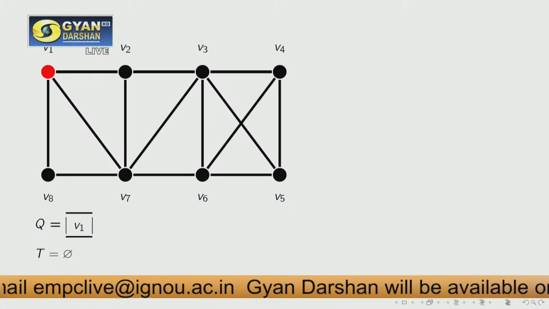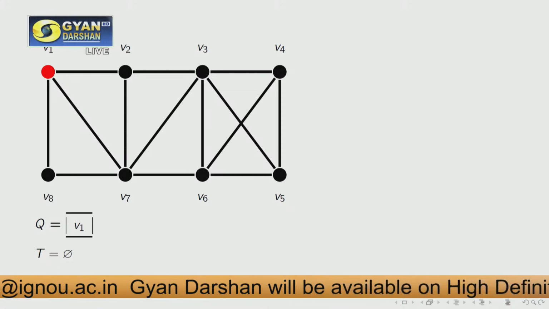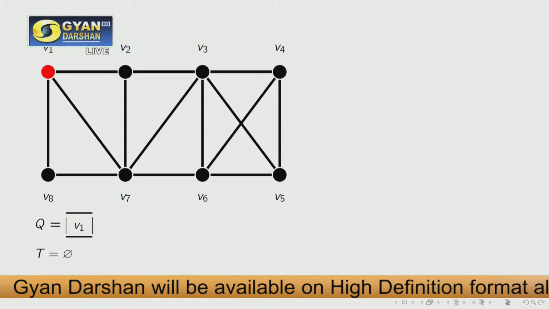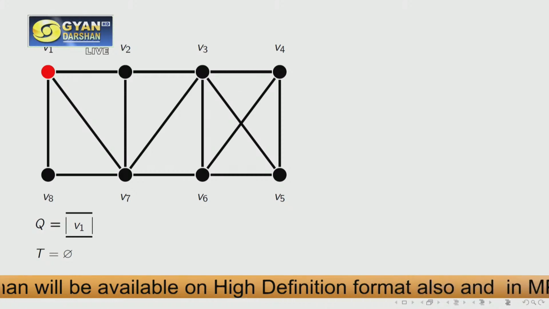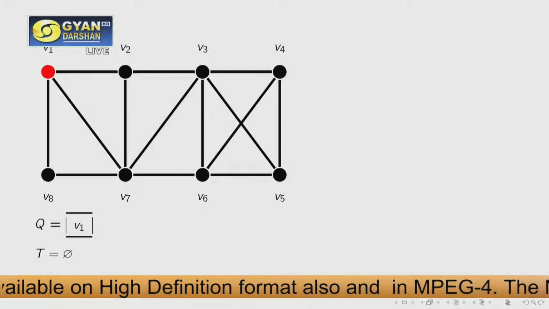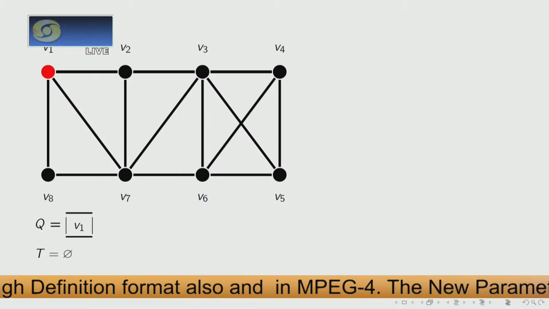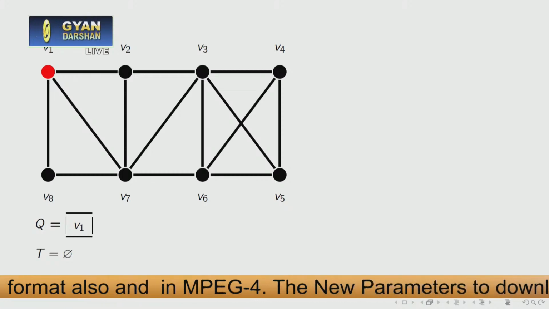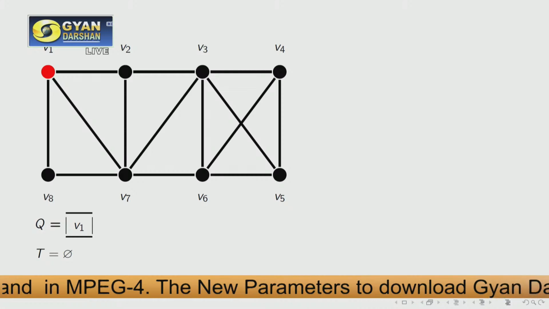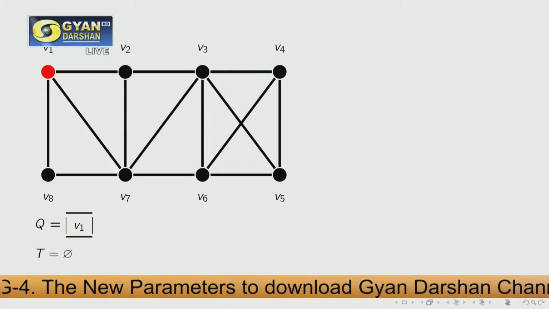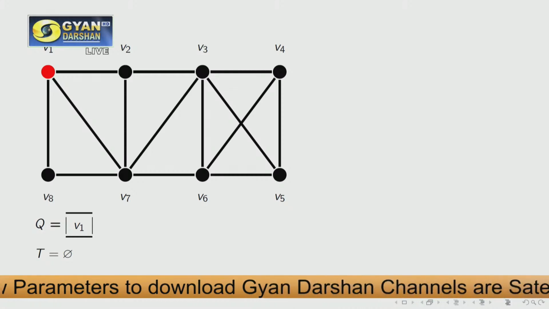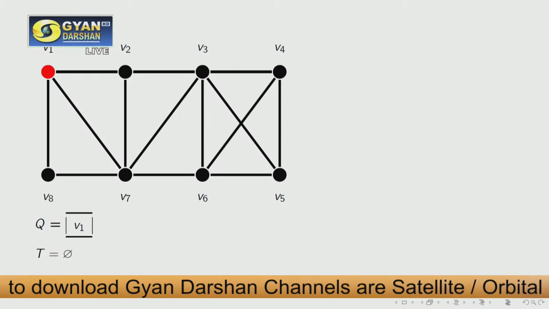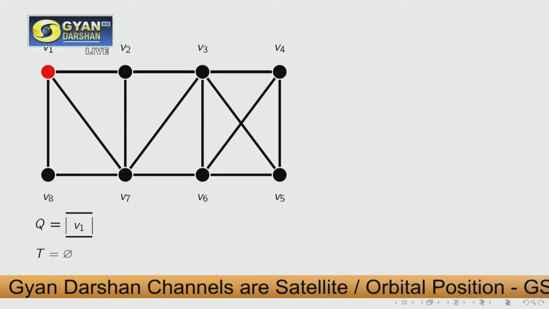So now to traverse from V1, how do we traverse? We just have to visit each neighbor of V1. So the neighbors of V1 are V2, V7 and V8, right? There are three neighbors. We shall visit them one by one, say in the order, first V2 and then V7 and then V8.